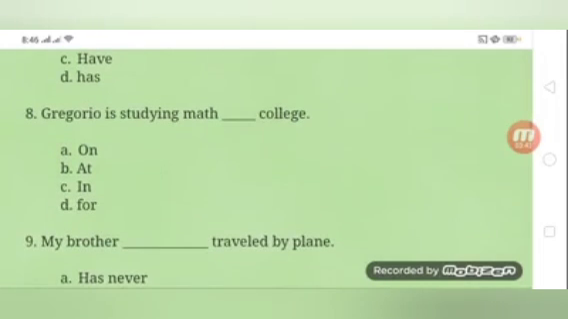Okay. Gregorio is studying math blank college. Okay. So here, place, you would say in college.